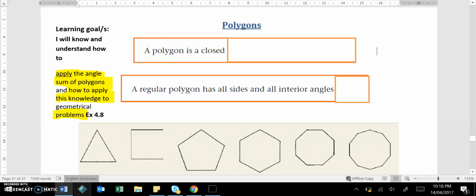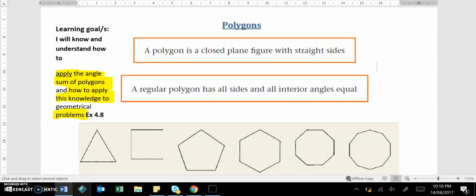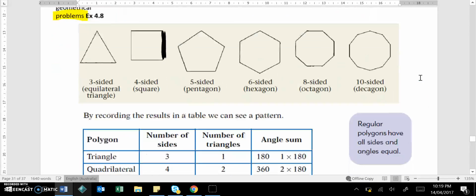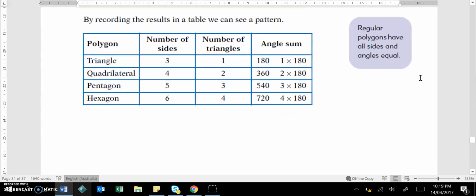Okay, so the first thing you need to know is what a polygon is. A polygon is a closed plane figure with straight sides, and a regular polygon has all its sides and all its interior angles equal. So for example, in these ones here, these are all polygons. Now this one should be joined here, that's just gone funny in the printing, so make sure you know that's a square, it's a closed shape. Also we know that we've got a pattern.